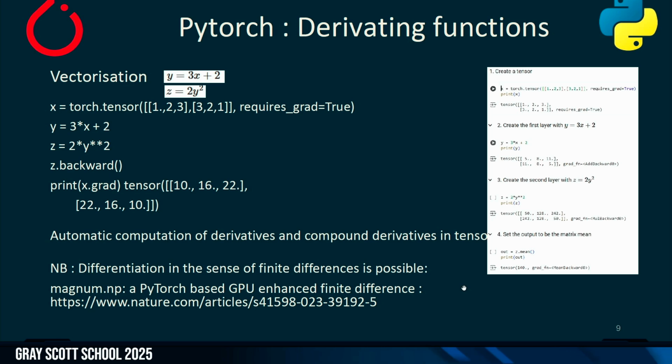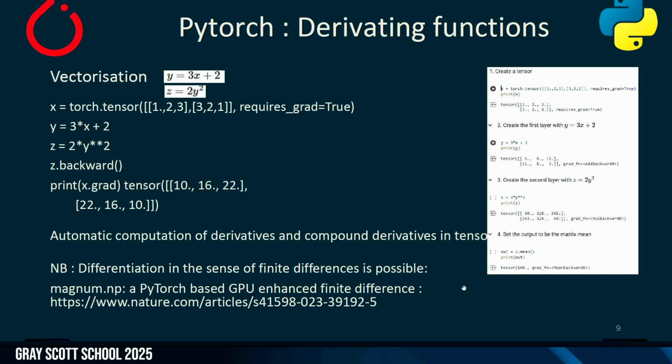So the library will do it automatically. You don't have to make the composite derivation by hand. So you don't have to compute the derivation of z compared to y and then the y compared to x. Okay, the library makes it automatically.